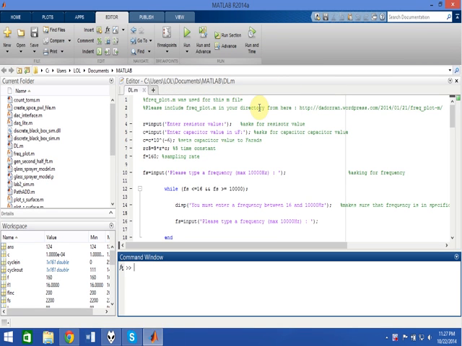Hello everybody. This is the presentation for the dark light board testing RC circuit.